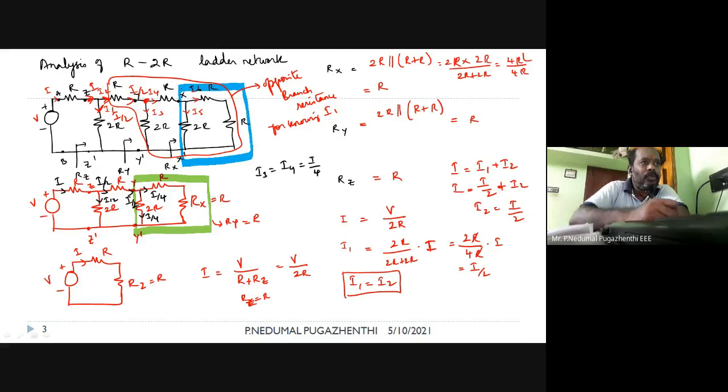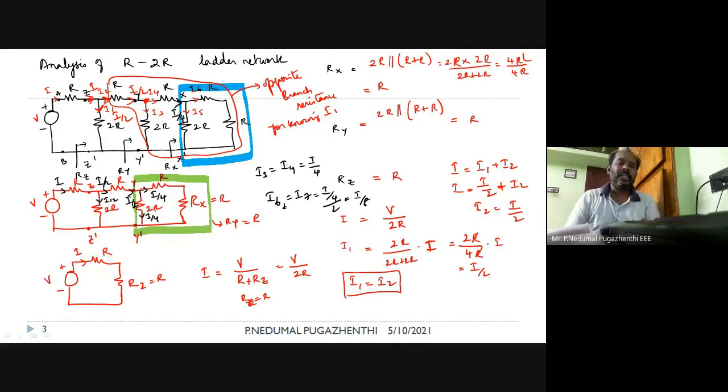Going further to XX dash, up to X you are getting I by 4. Again the resistances are equivalent. So how will I6 and I7 be? I6 and I7 will be I by 4 divided by 2, which is equal to I by 8.